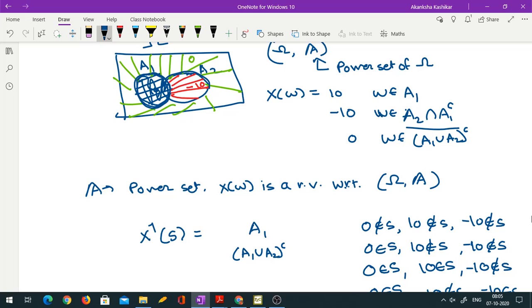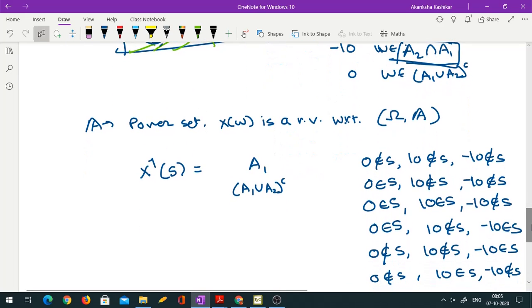So A1 union A2 whole complement is the green region, A1 is the blue region. If I take the union of them, what I am left with is the red region. So I need the complement of the red region, and the red region is what? This A2 intersection A1 complement. So I need the complement of that. Maybe I can keep it as it is. So I will just write A2 intersection A1 complement whole complement.